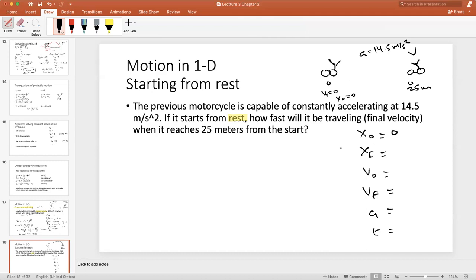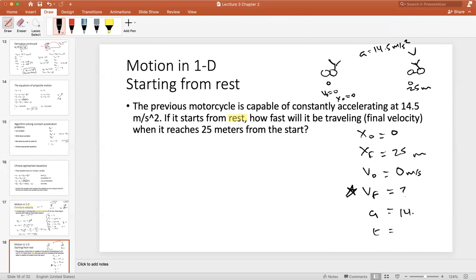We're choosing it to be 0. We got the 25 meters as X final from the problem. It's asking us when it reaches X equal to 25 meters, how fast will it be going? The fact that it started from rest tells us that the initial velocity was 0 meters per second. We want this, so big star right here. That's what we're looking for. That's the question that we're trying to answer.